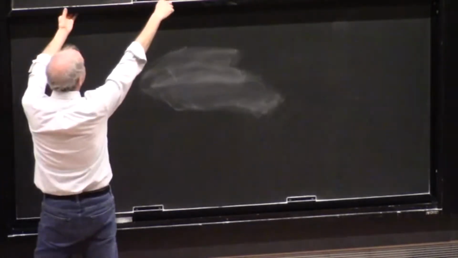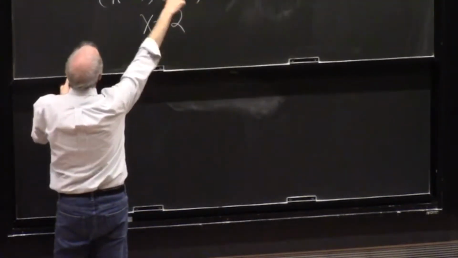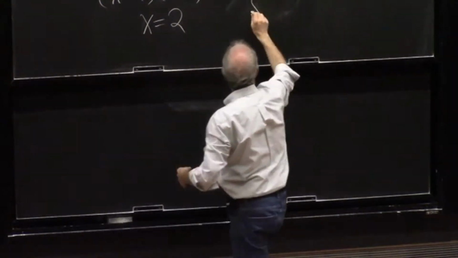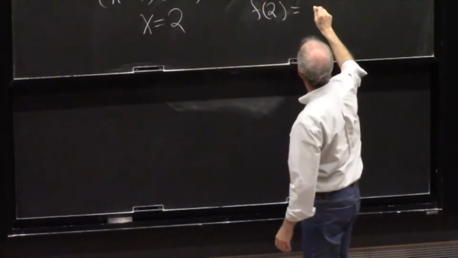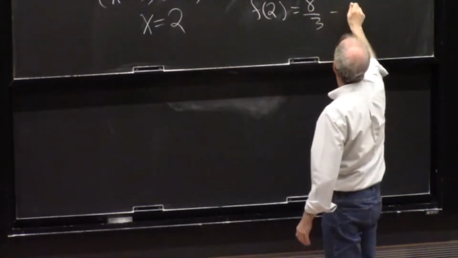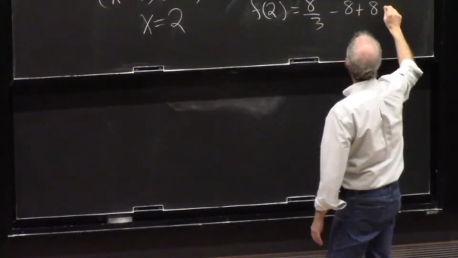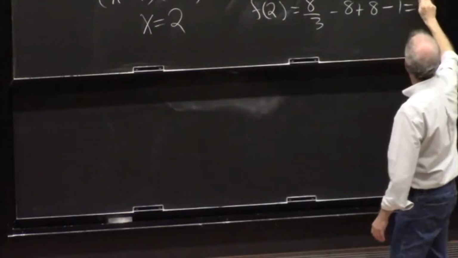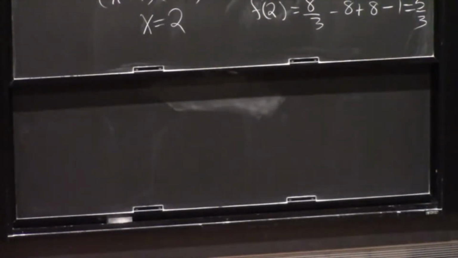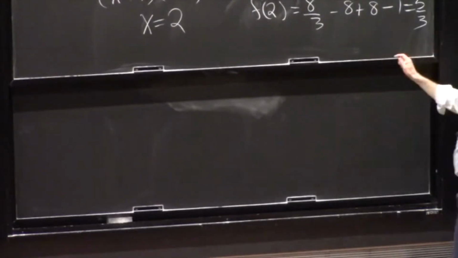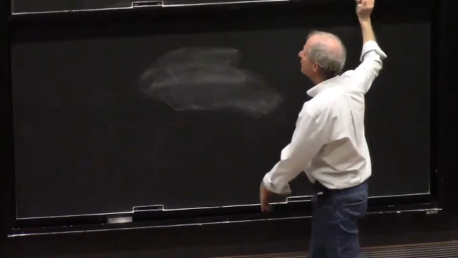Then you just need to know what's the y coordinate that goes with x equals 2. Well, you plug in 2, and you get f of 2. Remember, that's how you find the y coordinate. You always plug into the original equation. That's 8 thirds minus 8 plus 8 minus 1, which is 5 thirds, because the 8 and the 8 cancel. Okay, so at 2 comma 5 thirds.